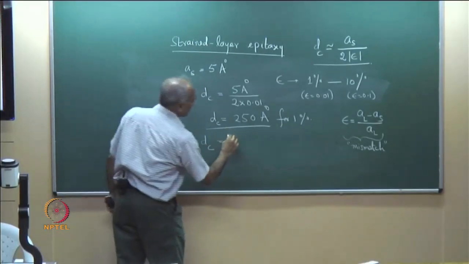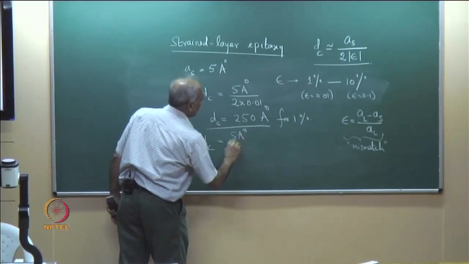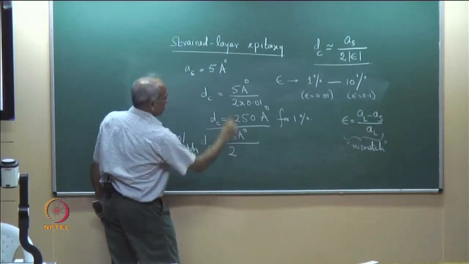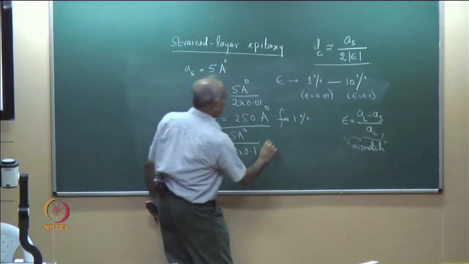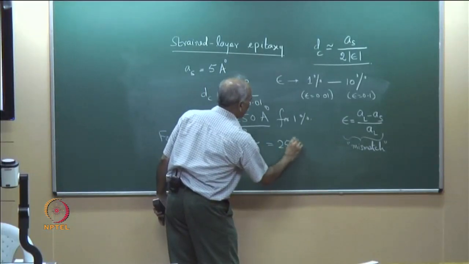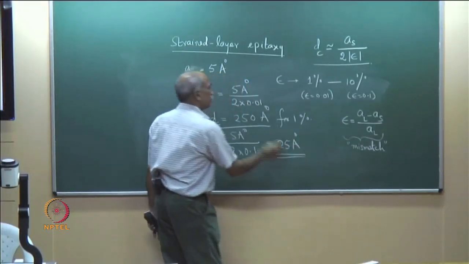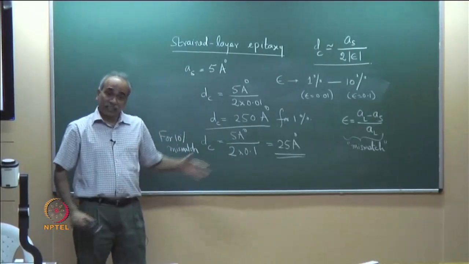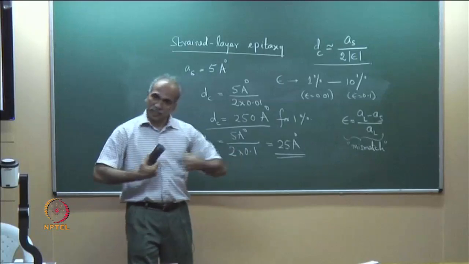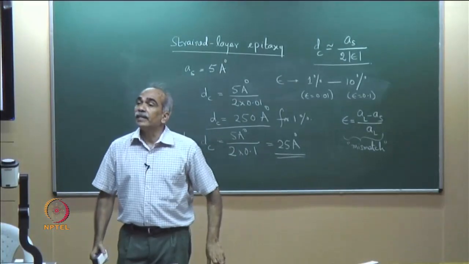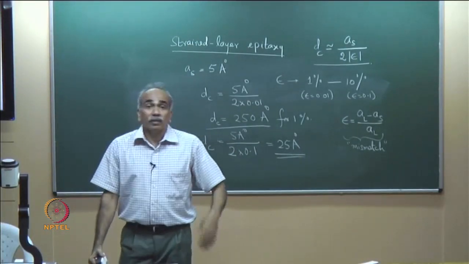adjusted. So, DC is equal to 5 angstrom divided by 2 into 0.1, which is 25 angstrom. So, if the layer that is being grown is less than 25 angstrom, then that material can stretch itself and get adjusted with a built-in strain.